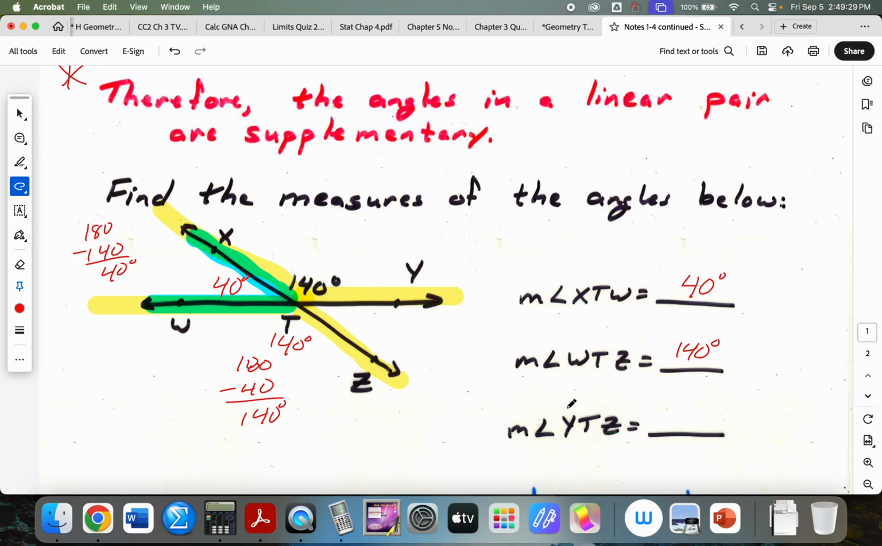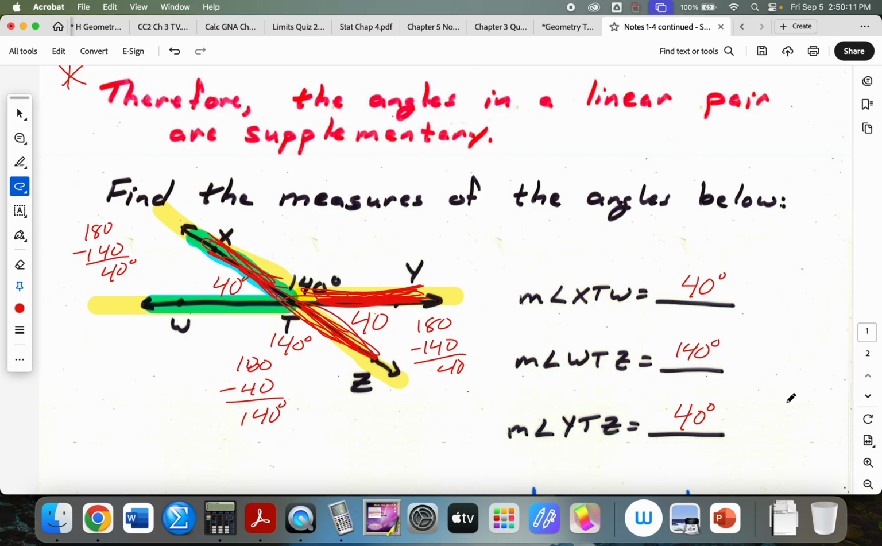And then to find YTZ, we can take this original angle, this angle, and I'm just going to do scribbling on this one. Do you see how they're stuck together right here? They share that side, and their other two sides make a line. So they are supplementary. That's going to be 180 minus 140, which is 40. This angle is going to be 40 degrees. So anytime you have a linear pair, they're going to be supplementary.